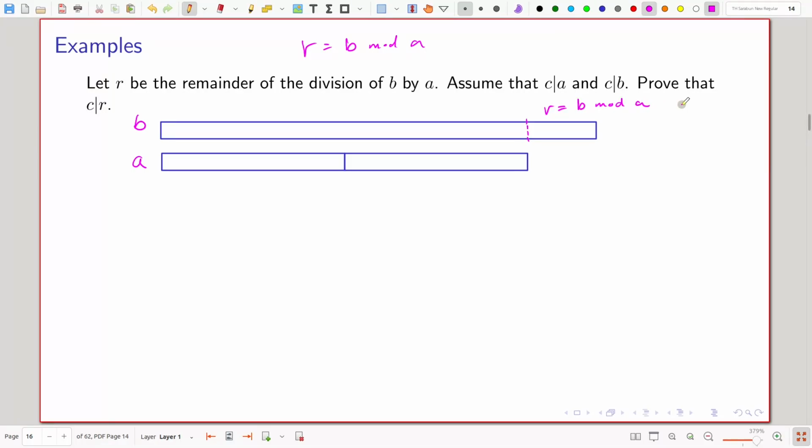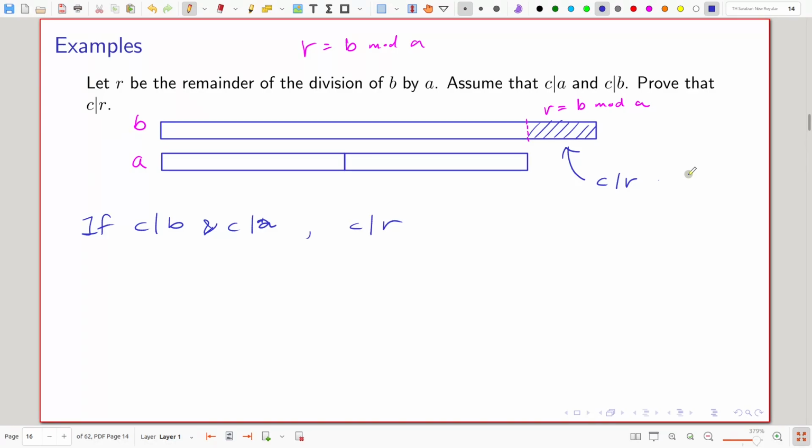So when you write your proof, okay, you can have this picture in your mind, but this picture is not an actual proof, right? So what we want to prove is like if C divides B and C also divides A, okay, C has to divide R. So that is like if A is a multiple of C, B is also a multiple of C. This remaining part has to be a multiple of C, like C has to divide R. Can you prove that?